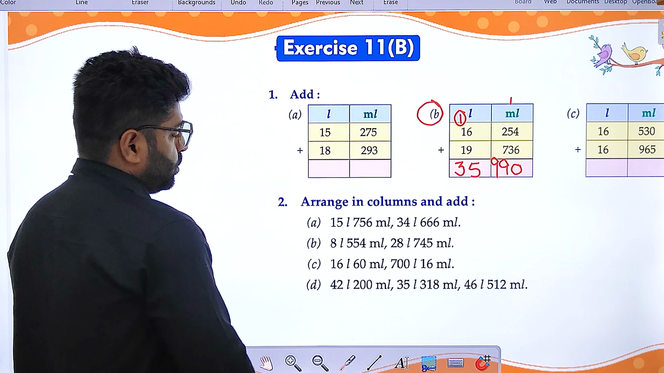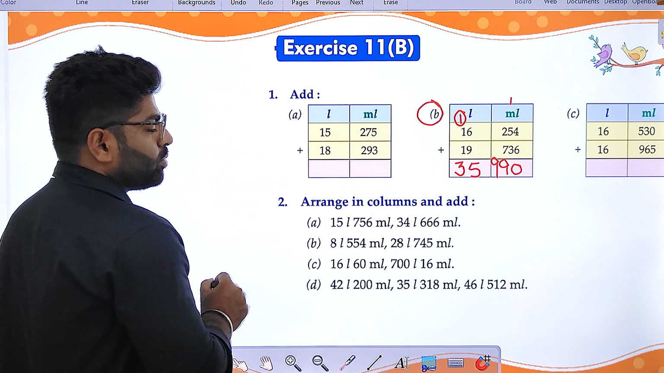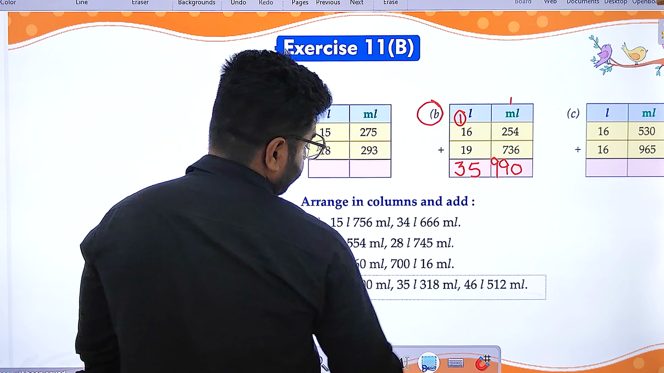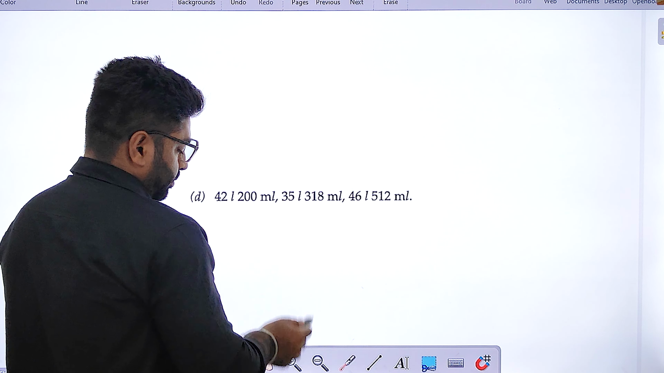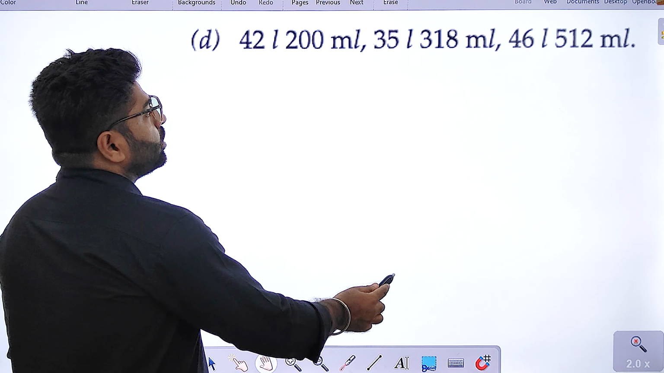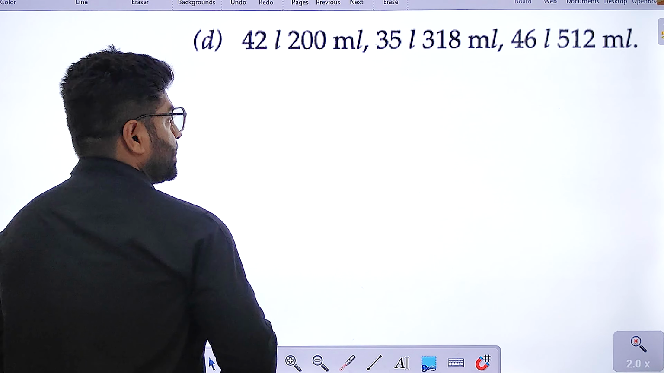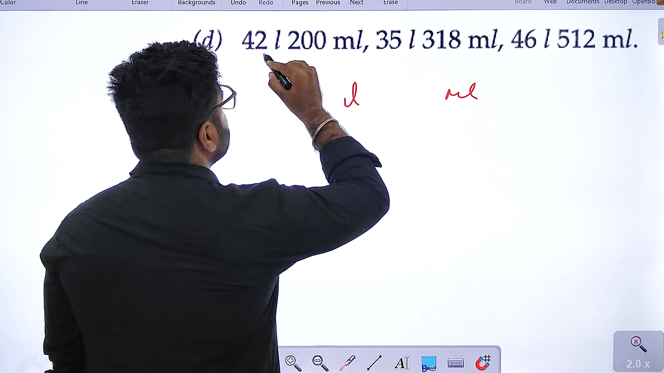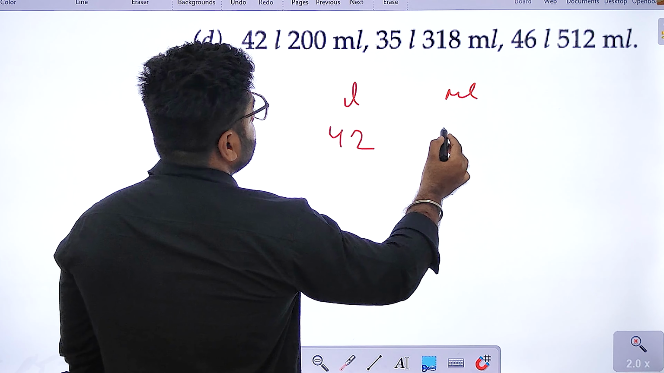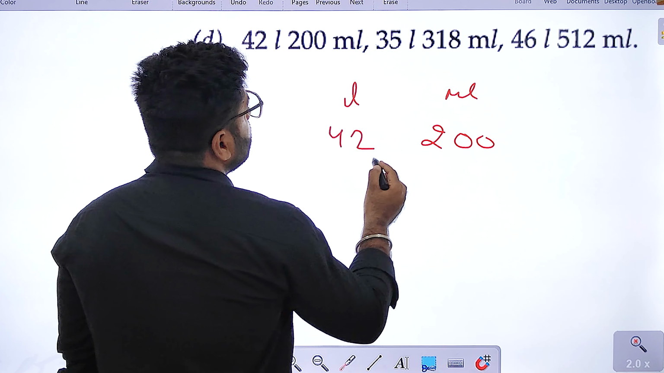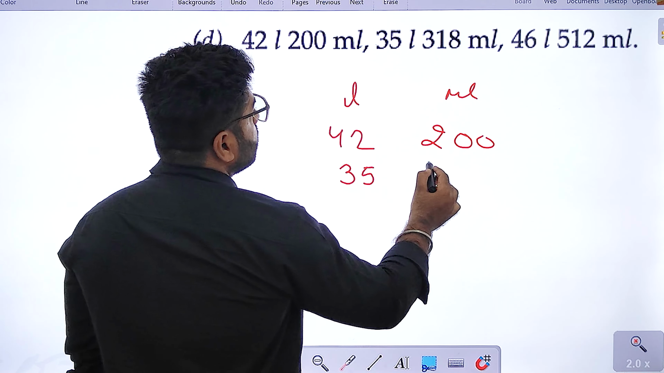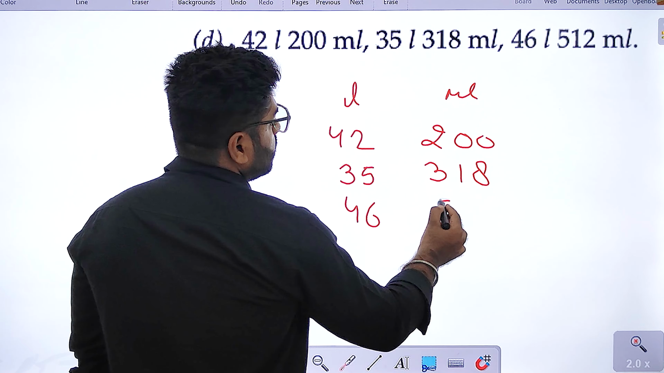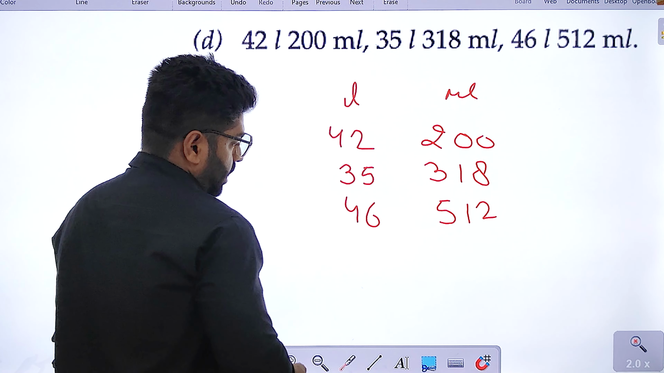Come to our next question, that is question number 2, arrange in columns and add. Let's pick question number 2, D part. Here we are having 3 units, we have to arrange them in columns and add. This is liter and this is milliliter. Here we are having 42 liter and 200 milliliter. Again we are having 35 liter and 318 milliliter, and 46 liter and 512 milliliter.